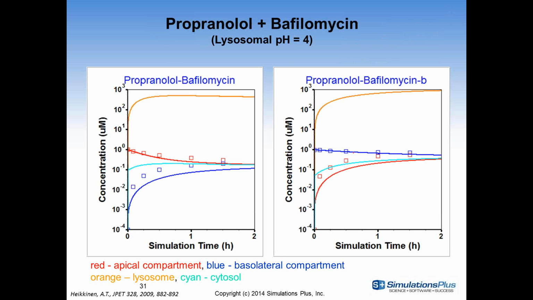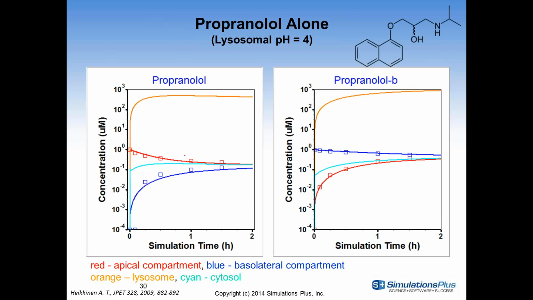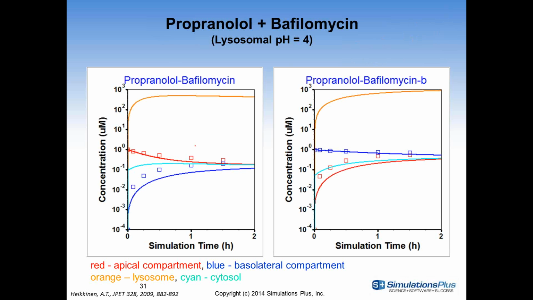If we do the experiment again, but this is data derived, so the square points here are the data derived in the presence of bafilomycin. But we're doing the simulations in this case under the same conditions as we did with the control experiment with propranolol, assuming lysosomal pH of 4. If we assume that lysosomal pH of 4, we're getting lots of lysosomal trapping, both A to B and B to A, and we're not fitting the basolateral concentrations very well. We're kind of missing the apical concentrations, and for the B to A experiment, we're really not getting the apical buildup as fast as it should be.